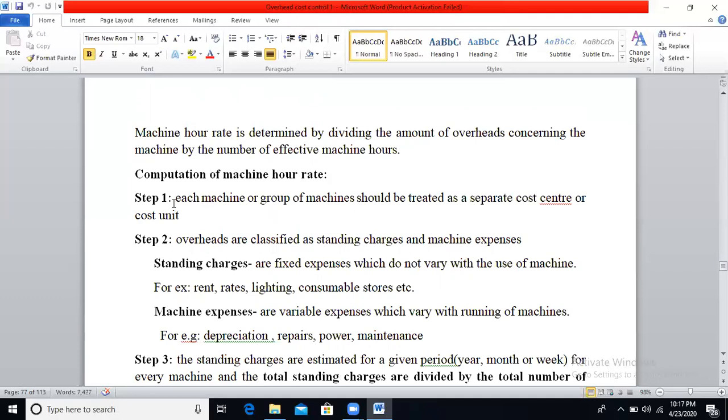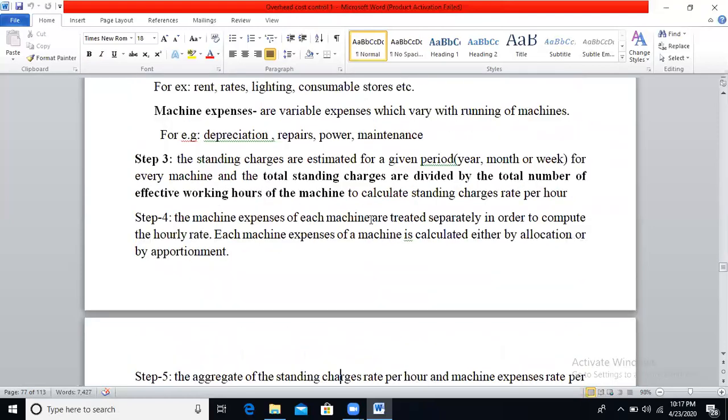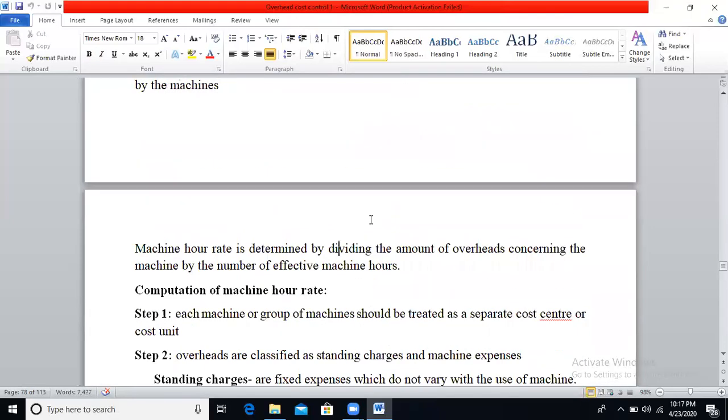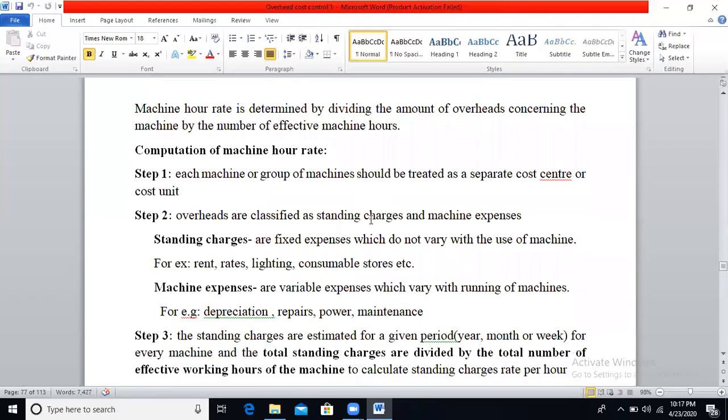The first step is each machine or group of machines should be treated as a separate cost center or cost unit. So under the machine hour rate method, each machine will be considered as a separate cost center or separate cost unit. Then the second step is overheads are classified as standing charges and machine expenses. So it means you have to apportion or divide the expenses into standing charges and machine expenses.